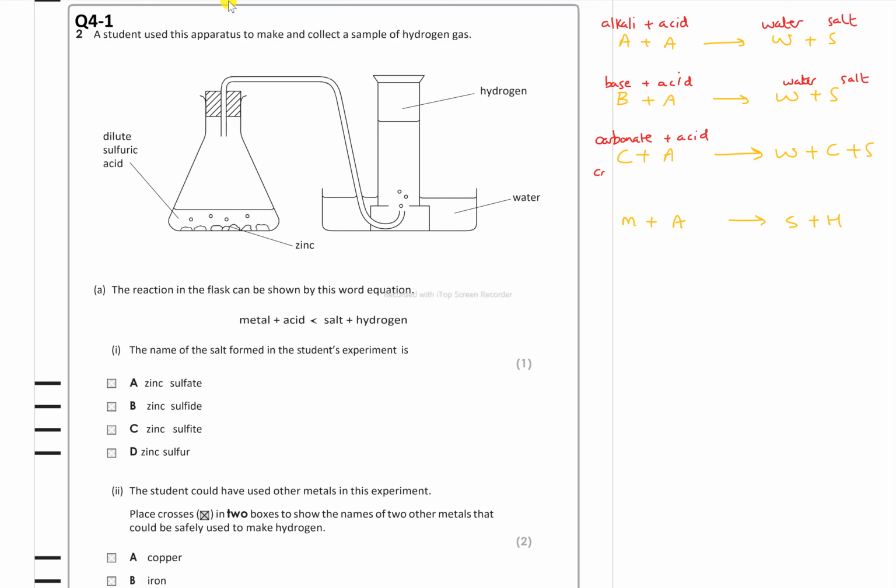this is how you write carbonate. That was a bit slack. You get water, carbon dioxide, and you get a salt. And if you react a metal with an acid, you get salt and hydrogen.